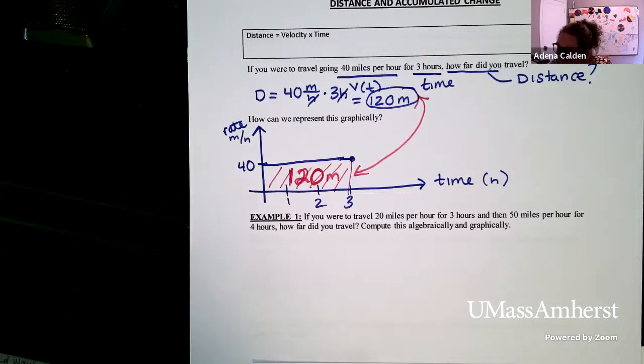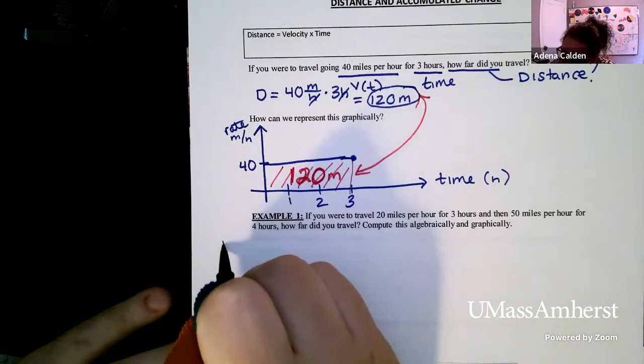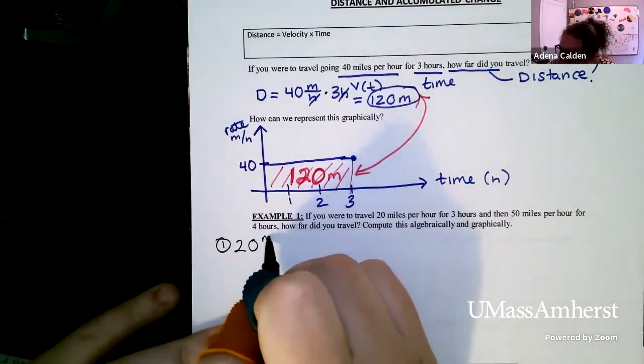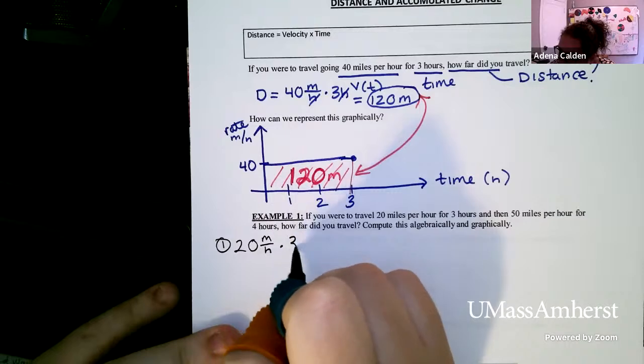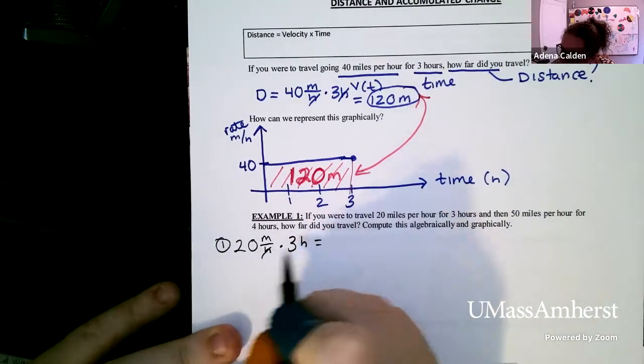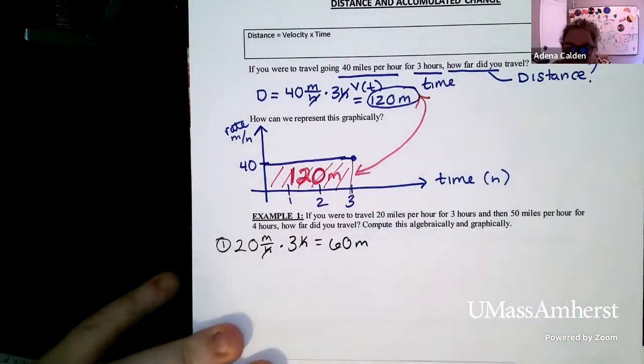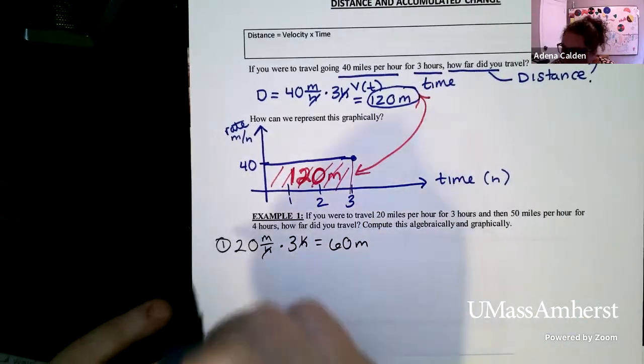Okay, so we see that our travel has 2 different legs, so to speak. So the first part, we're going 20 miles an hour for 3 hours. So I'm going to call this part 1. So 20 miles per hour for 3 hours, the hours units are going to cancel, means that during this first part of the trip, we traveled 60 miles.